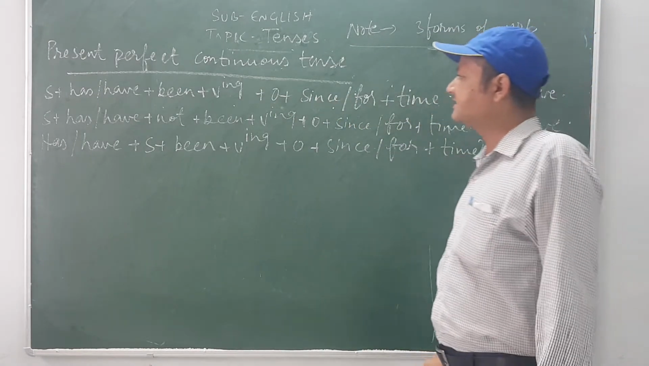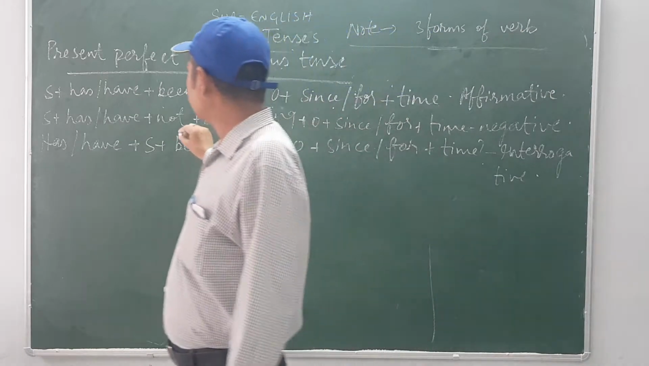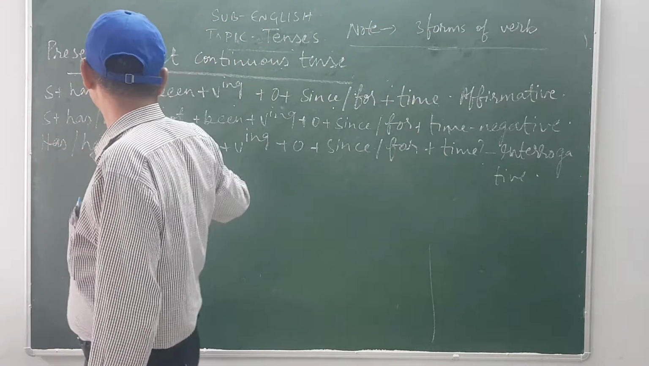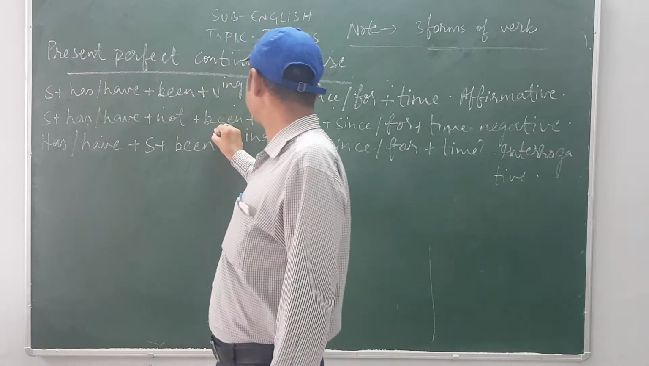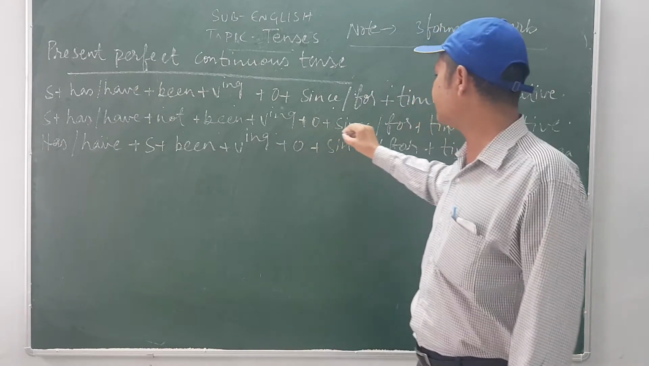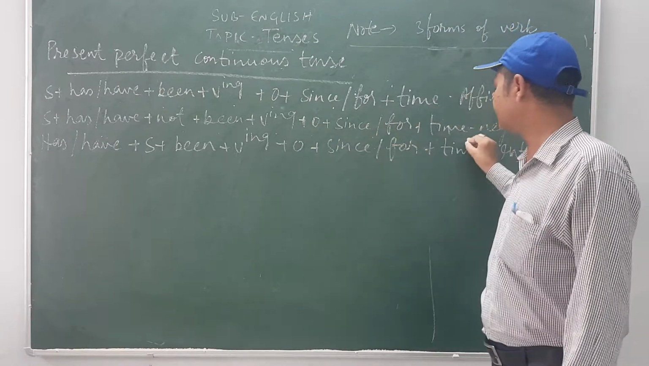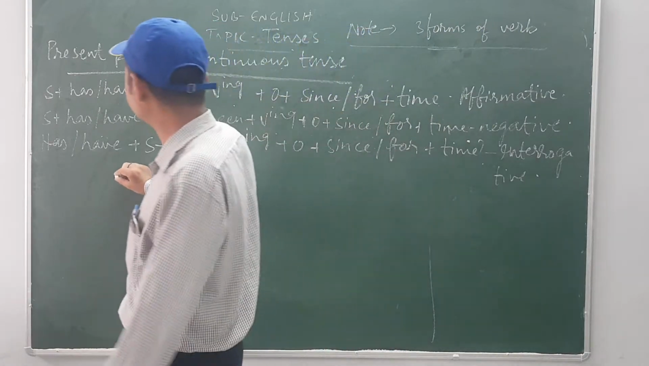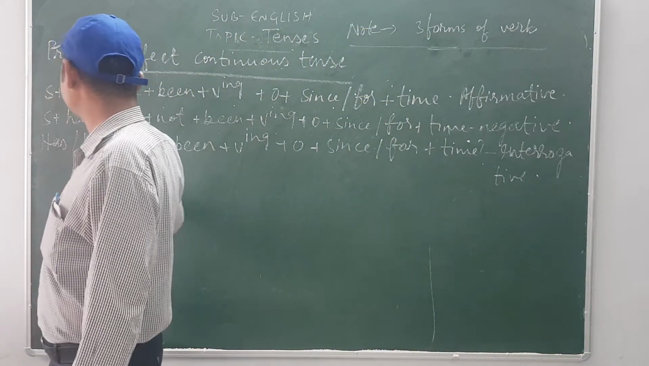In the negative sentence, not will be used after the helping verb. Subject, has, have, after that not, after that been, and after that verb with ing, after that object, after that since, for, and after that time. In the same way, in the interrogative sentence, the helping verb will come in the beginning of the sentence.